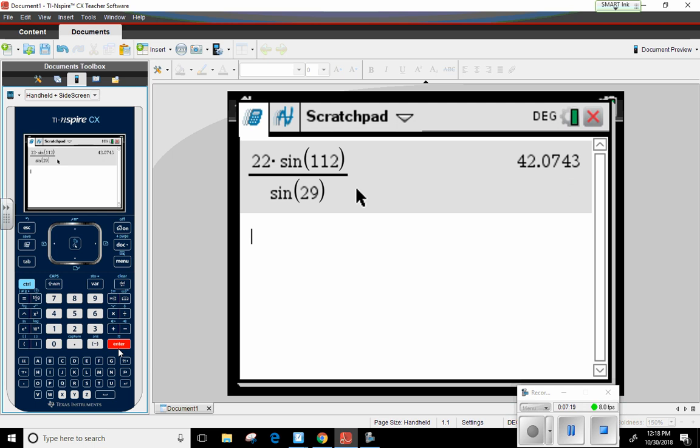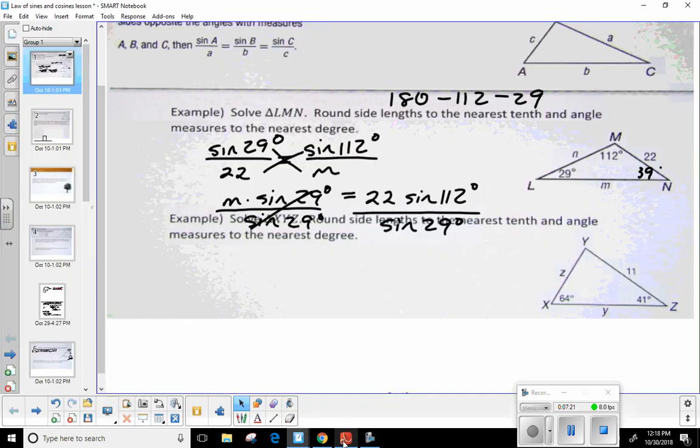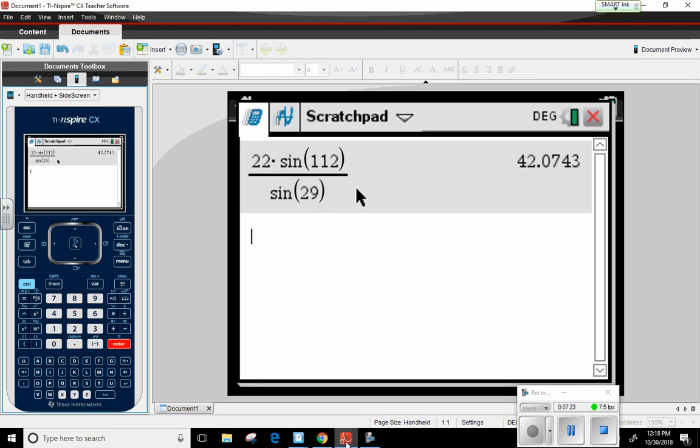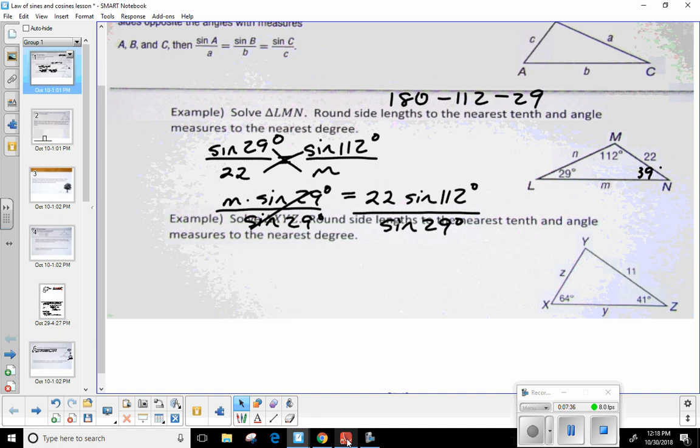And then as soon as I push enter, okay. Wait, did I get something wrong? No, I'm good. 22 sine of 112. Okay. So I think it said round the side lengths to the nearest tenth. So let's say m is about 42.1 units long. Whether that's feet, inches, we have no idea, but 42.1 units long. There you go.